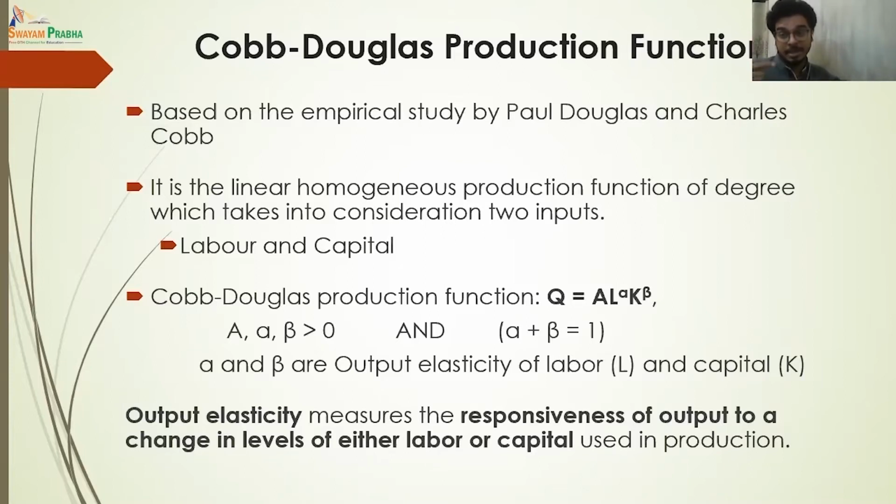If you remember income elasticity of demand, it is the quantity demanded changing with income. Similarly over here, output elasticity is the quantity of output changing with the labor and capital employed in that production process. So it is the responsiveness of output to a change in the levels of either labor or capital.